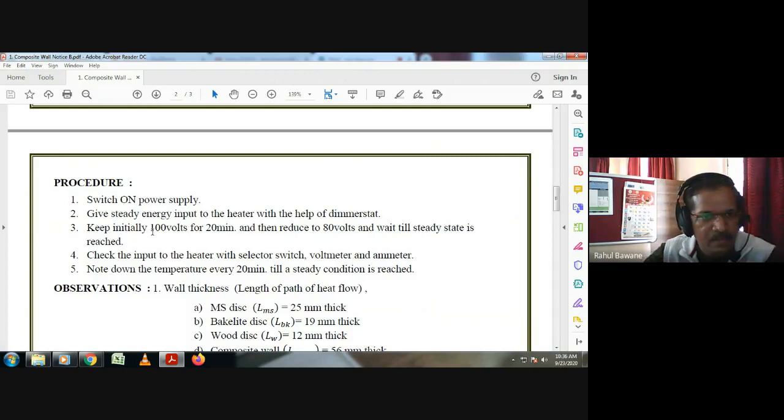Then check the input to the heater with the selector switch, voltmeter and ammeter. Note down the temperatures every 20 minutes, or most probably every 10 minutes because of the time limits of the practical slot. So in most cases we note down the readings after each 10 minutes.